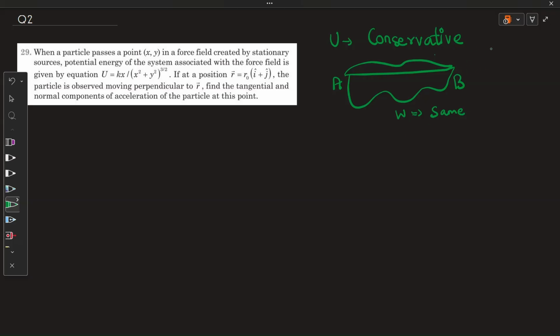Examples are electrostatic force and gravitational force. In gravity, no matter which path the body follows, the change in potential energy is the difference in height multiplied by acceleration due to gravity and mass. That is what we are speaking of as conservative fields.